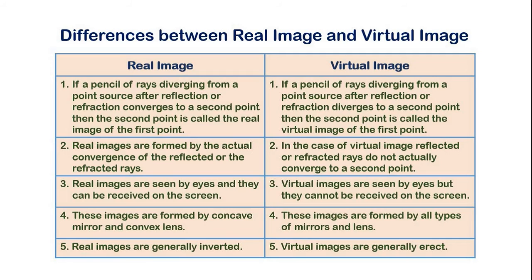3. Real images are seen by eyes and they can be received on the screen. Virtual images are seen by eyes but they cannot be received on the screen. 4. Real images are formed by concave mirror and convex lens. Virtual images are formed by all types of mirrors and lenses. 5. Real images are generally inverted. Virtual images are generally erect or straight.